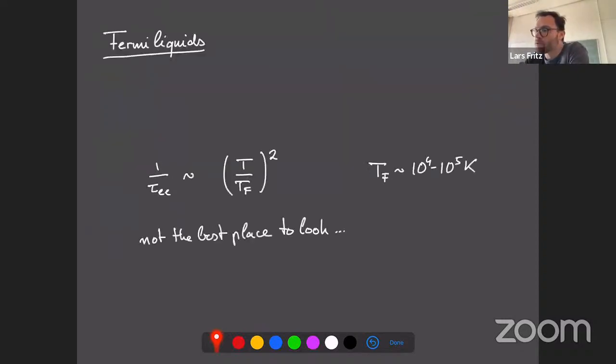Now, the first place to look is our standard theory of metals, which are Fermi liquids. Fermi liquids are essentially stress-free electrons, stressed by interactions. They come with a typical scattering time, 1 over tau EE, which is from Coulomb interaction. And it turns out this quantity is controlled by a parameter, T over TF squared. This is the usual Fermi liquid theory. Now, it turns out that this is usually a tiny number, because the Fermi temperature in most fermionic systems that we look at is ridiculously high, 10 to the 4, 10 to the 5 Kelvin. So Fermi liquids don't seem to be the best place to look for this hydrodynamics.